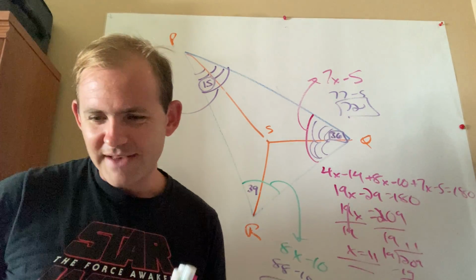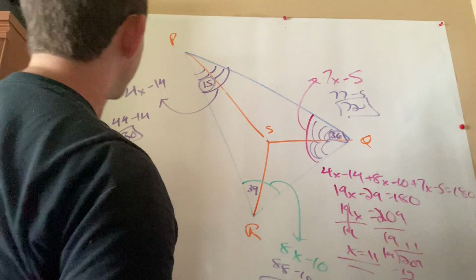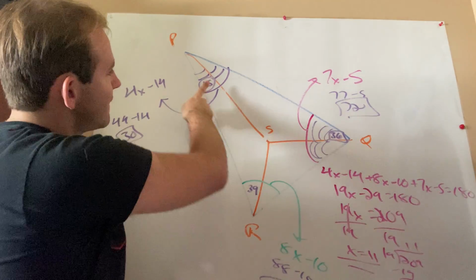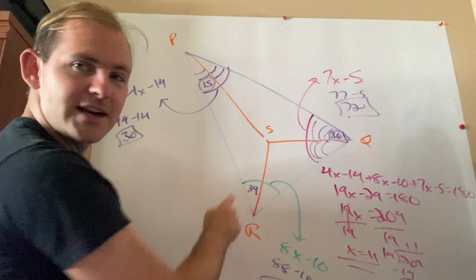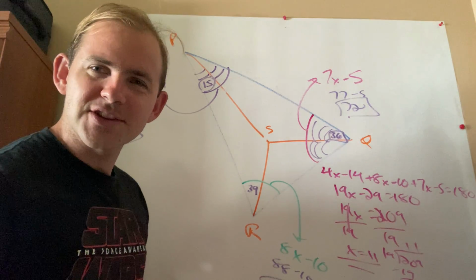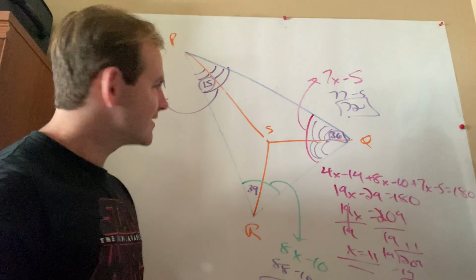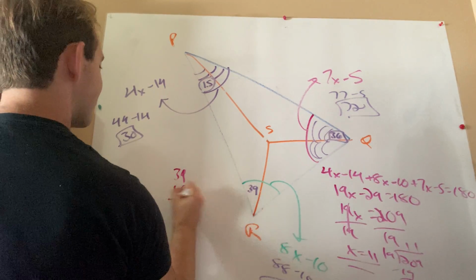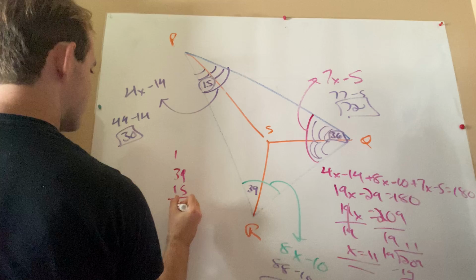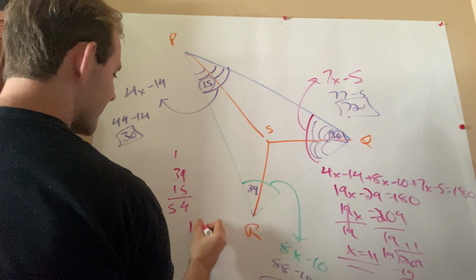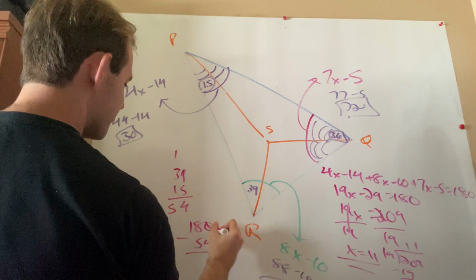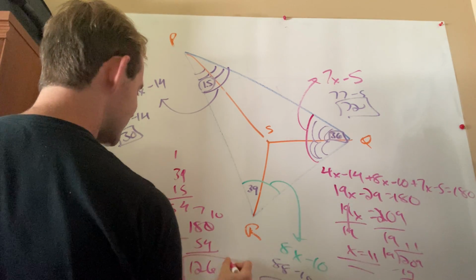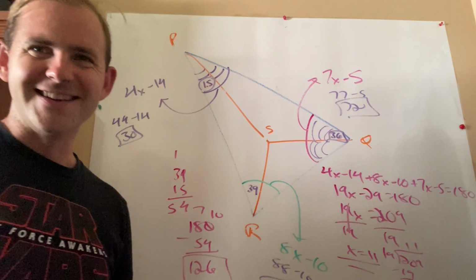Okay, now for the challenge question. They asked me for the measure of angle PSR. Now they want to know this one. Well, guess what, guys? If I've used up 15 degrees and I've used up 39 degrees in a triangle, how many degrees are there in total? Well, there are 180, so all I have to do is add up 15 and 39, which gives me 54, and then just do 180 minus 54, and I get 126 degrees.